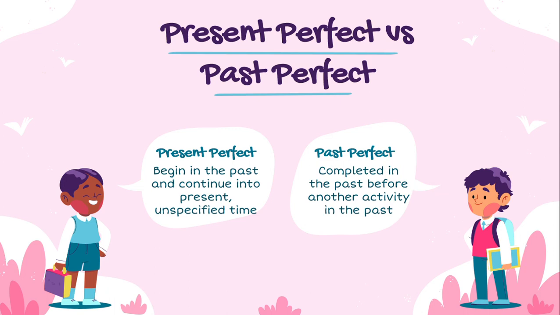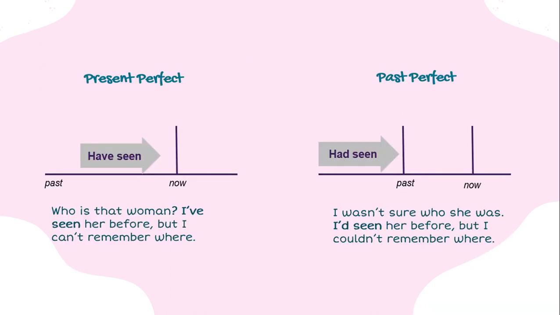And then present perfect tense, bedanya apa sih sama past tense? So present perfect tense, as you have learned before, begins in the past and then continues in the present, or the time isn't specified. Jadi tanpa waktu yang spesifik yang diberikan jelas kapan sih terjadinya. But for the past perfect, it is an action or activity that is complete in the past before another activity in the past. Let's see the example.